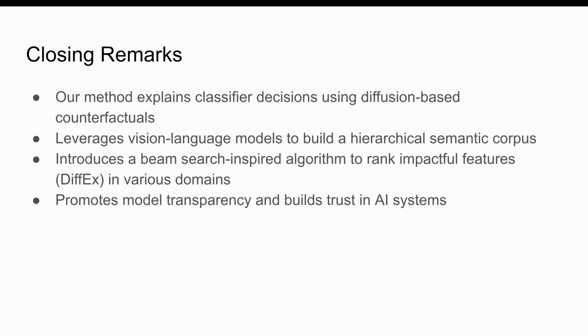Overall, our method provides a way to explain classifier decisions through diffusion-based counterfactuals, which are image edits that reveal what features influence model predictions. We start by using a vision language model to construct a rich, hierarchical semantic corpus, capturing attributes across different domains. Then, we introduce Diffx, a beam search-inspired algorithm that efficiently ranks the most impactful features influencing the classifier. By combining semantic understanding with powerful generative models, our approach promotes transparency and helps build trust in AI systems.